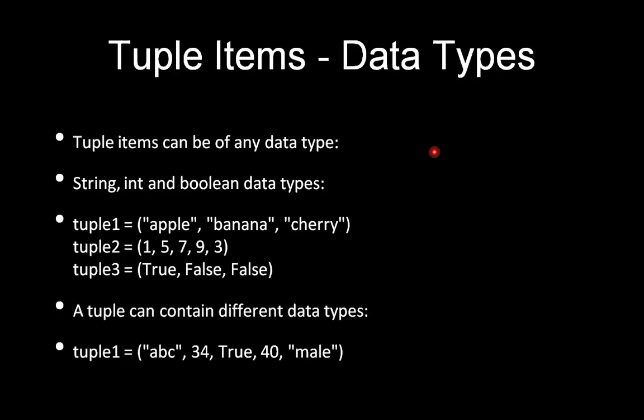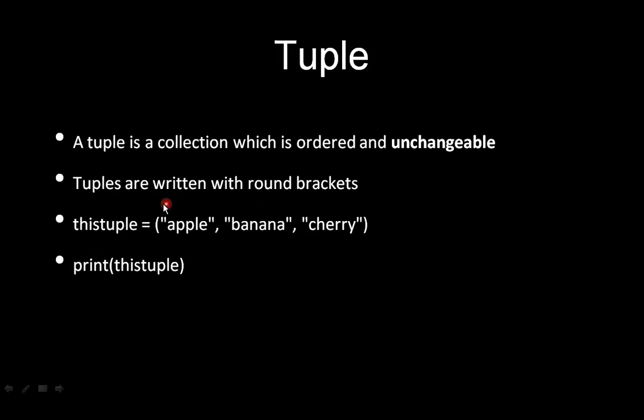Now, how can we specify tuples? Tuples are written with round brackets. The syntax for the list name and the tuple name remains the same, but the only difference is that in a list you use square brackets, whereas in tuples you use round brackets.